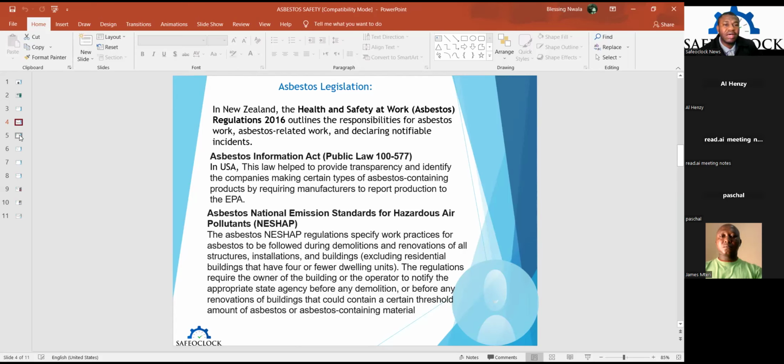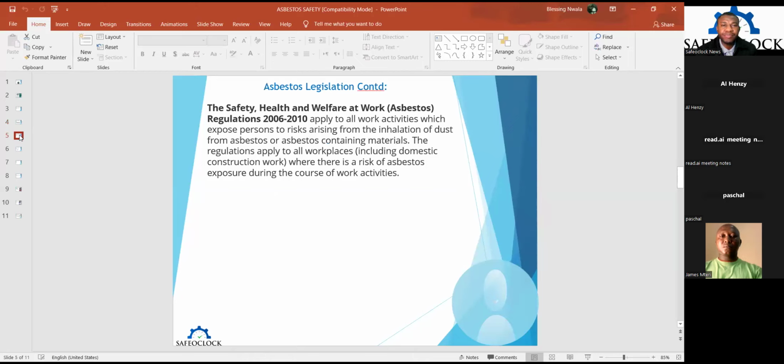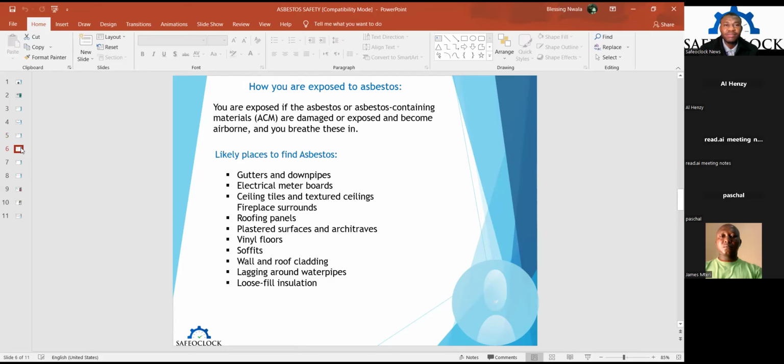Also, as another regulation, there is the Safety, Health and Welfare at Work Regulations 2006. This regulation has been in existence since 2006, and the major aim is to ensure that those people who are exposed to hazardous asbestos are adequately informed and adequately trained, and are aware of the risk associated with that asbestos material.